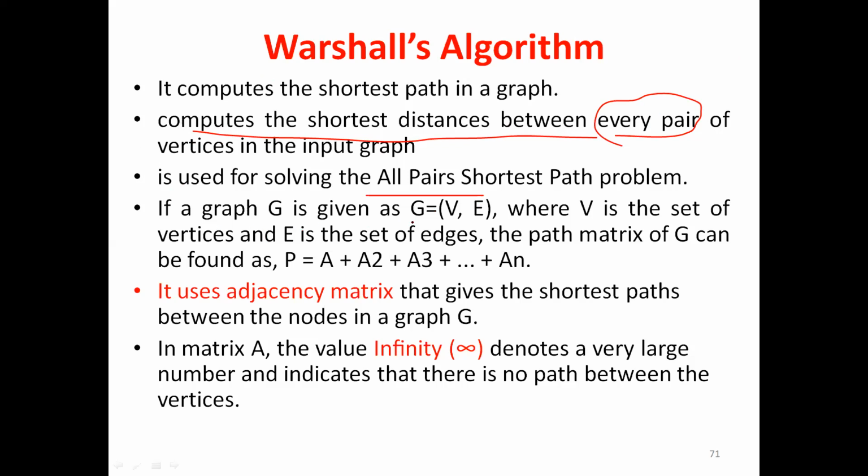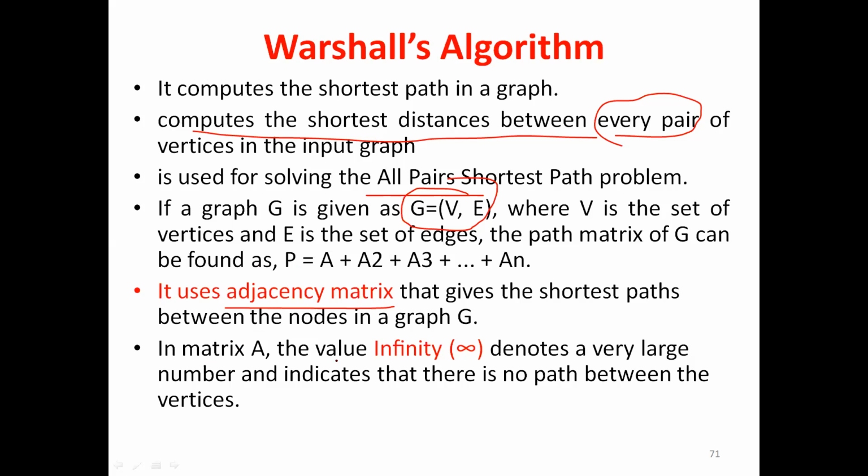If a graph G is given as G equal to (V, E), that is, vertices and number of edges, what we are going to do is find matrices based upon the number of vertices in the graph. For example, having n vertices in the graph, you will design n matrices to find the optimal solution. Here the optimal solution is finding the shortest path. This algorithm uses an adjacency matrix.